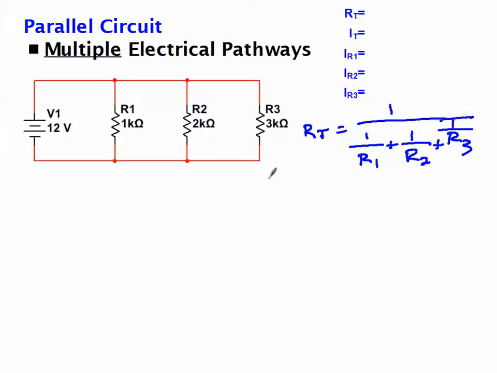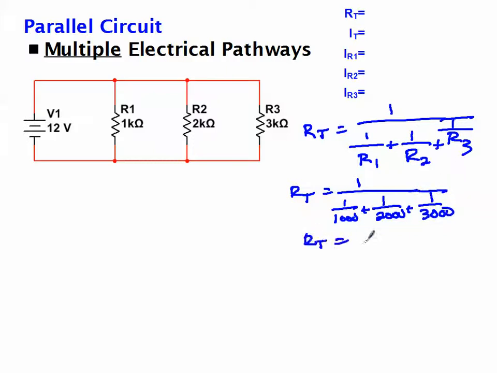Now if you do the math, plug in the numbers, RT equals 1 over 1,000 plus 1 over 2,000 plus 1 over 3,000. And if I did my math right, I come up with 545 point something ohms. Now we can get the total current, IT. Let's write this in here, 545 ohms.